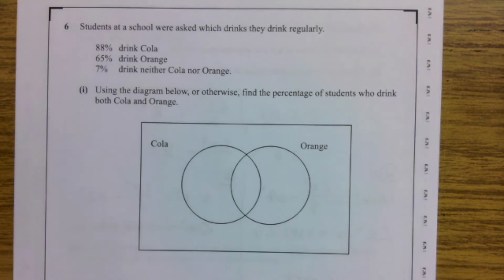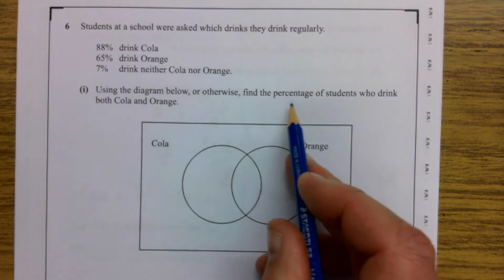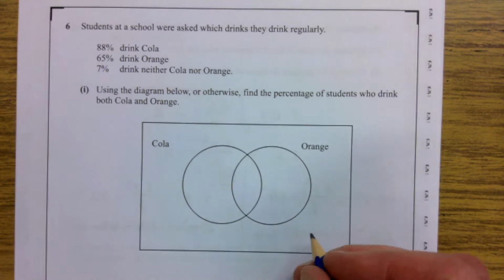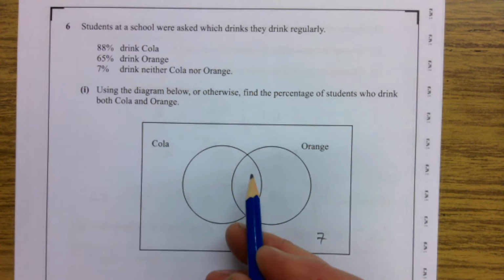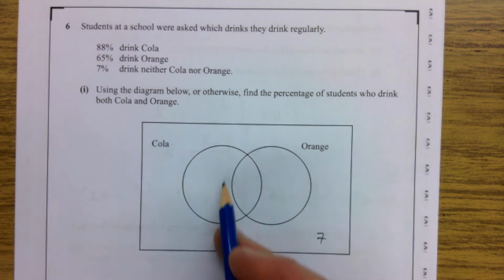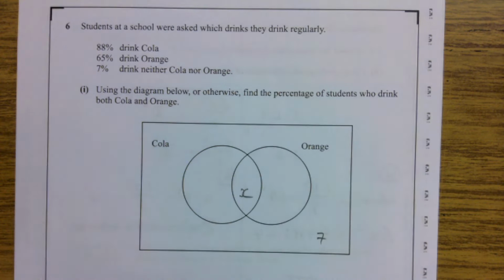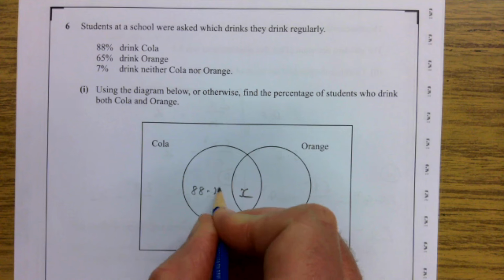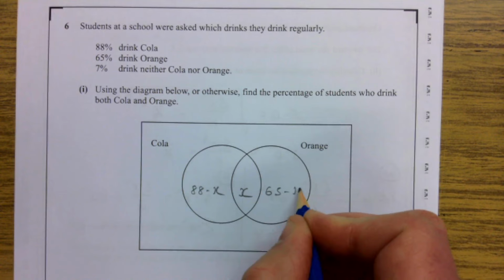Okay, question 6 then. Students at a school were asked which drinks they drink regularly, and we have these three results here. Using the diagram below, find the percentage of students who drink both cola and orange. So 7 drink neither, so we can stick our 7 out here. Then 88 is cola, and 65 is orange, so they haven't given us the middle bit, so we're going to call that X. This isn't going to be 88, it's going to be 88 take away X, and then the orange here is going to be 65 take away X.